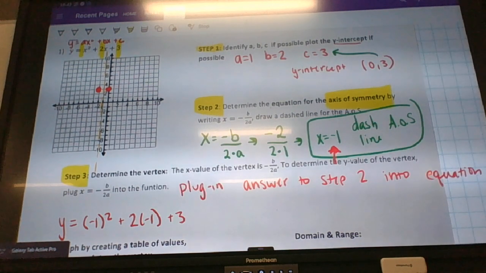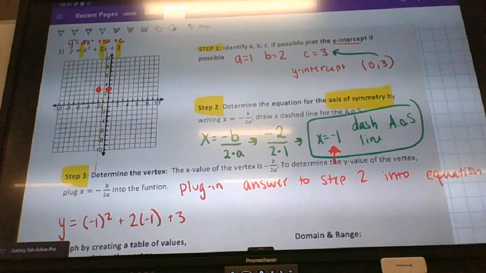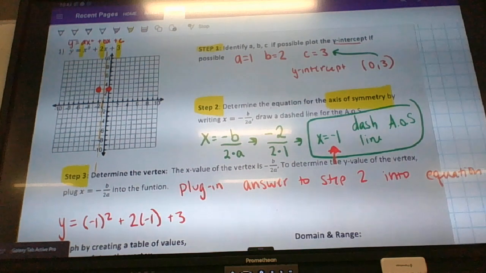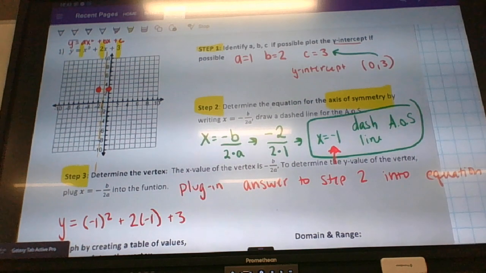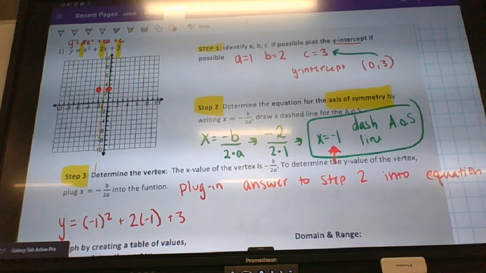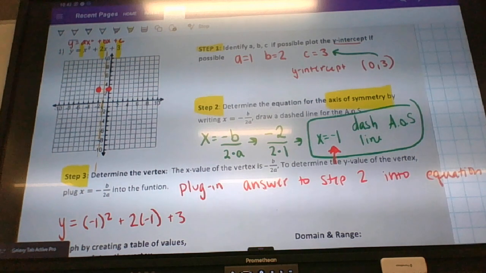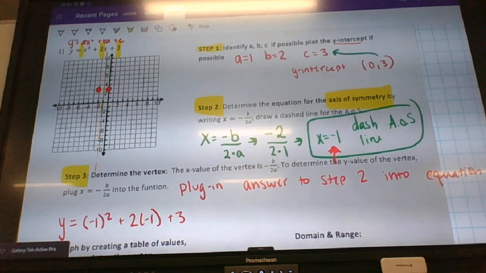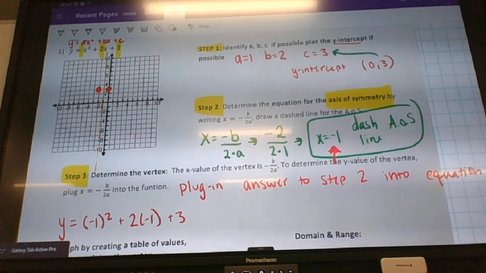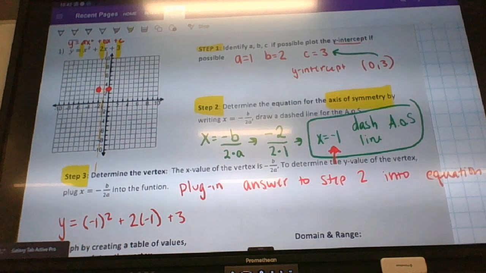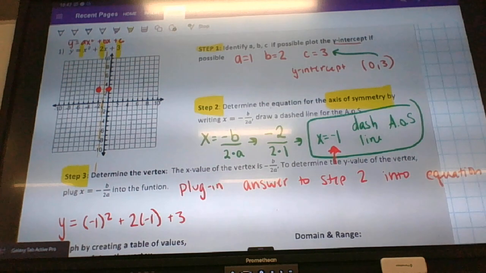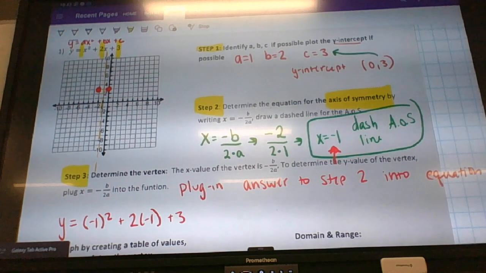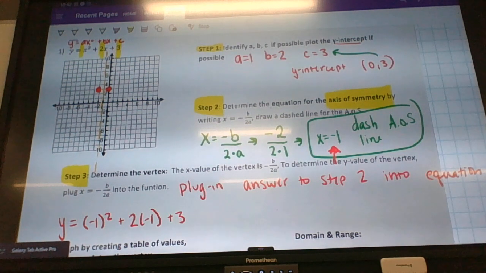Okay, we're right there. So this was the answer done by hand. Negative 1 squared, positive 1. 2 times negative 1, negative 2, bring the plus sign down. Plus 3. 1 plus a negative 2, that's just 1 minus 2. Plus 3. Negative 1 plus 3 is 2.